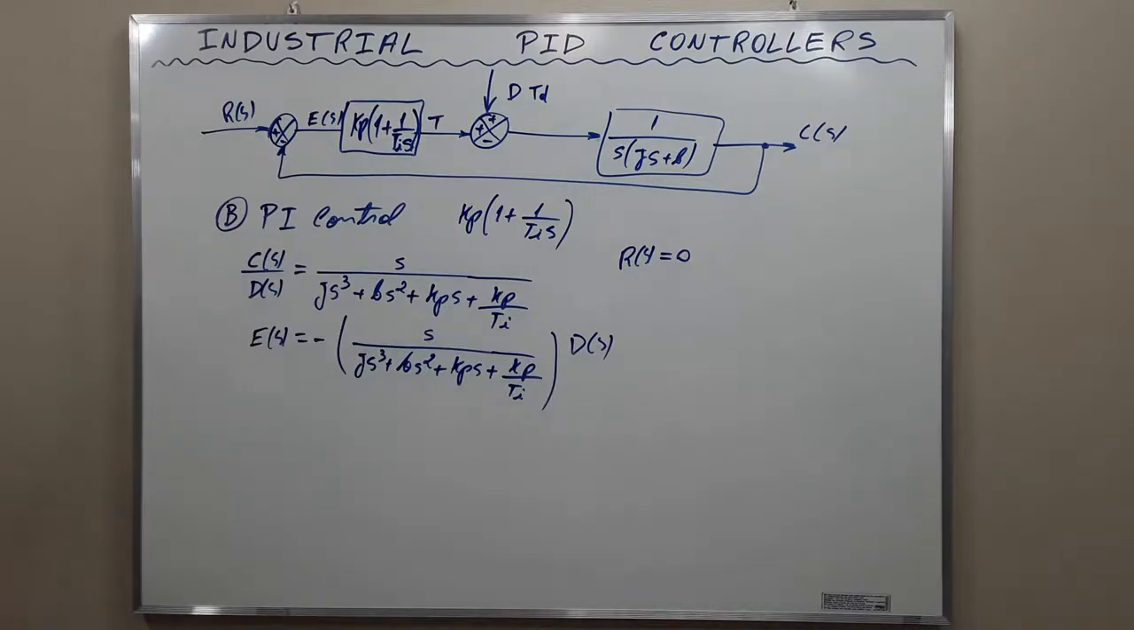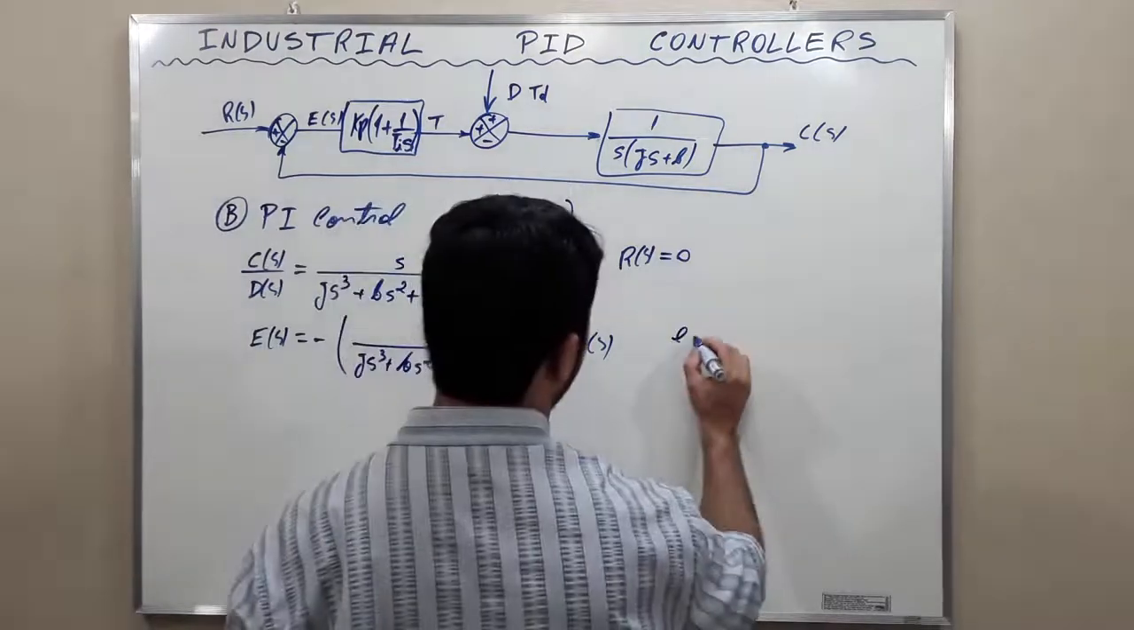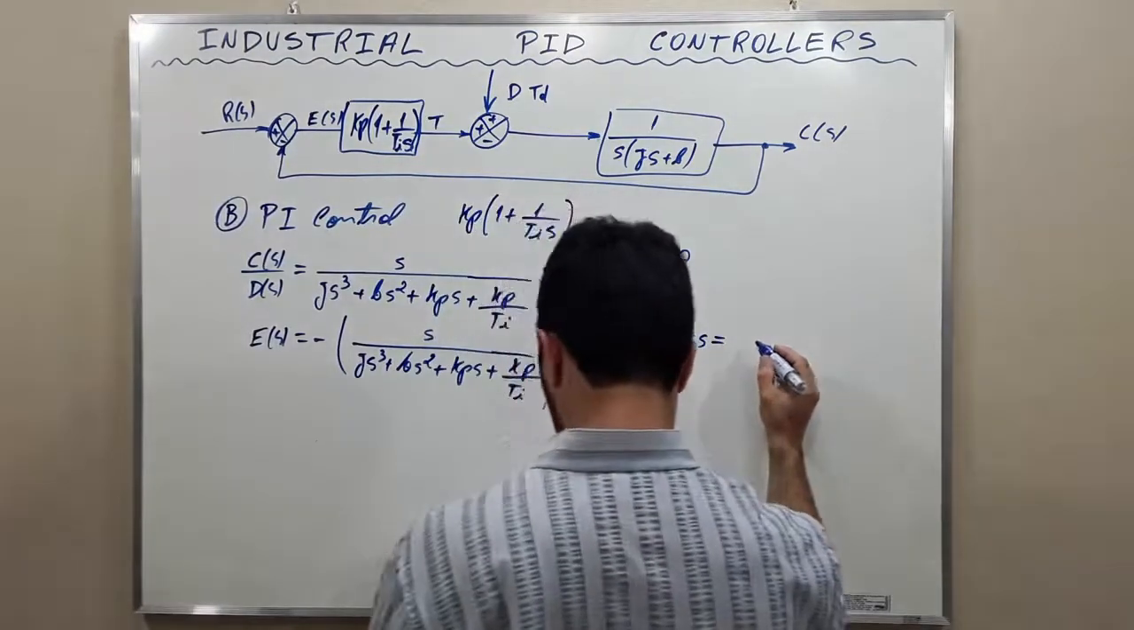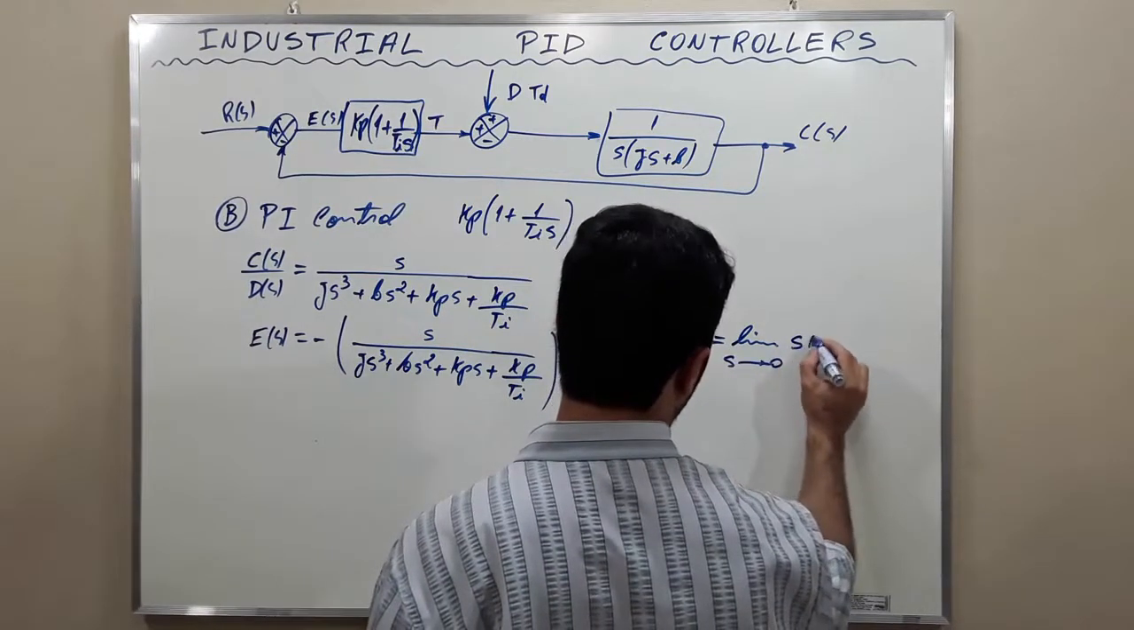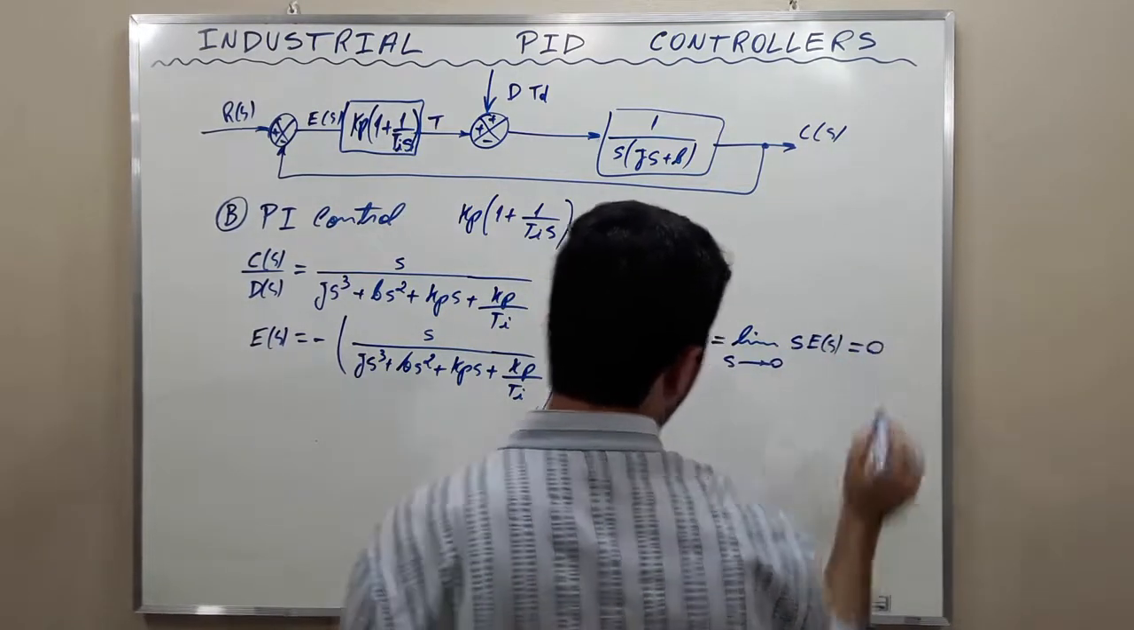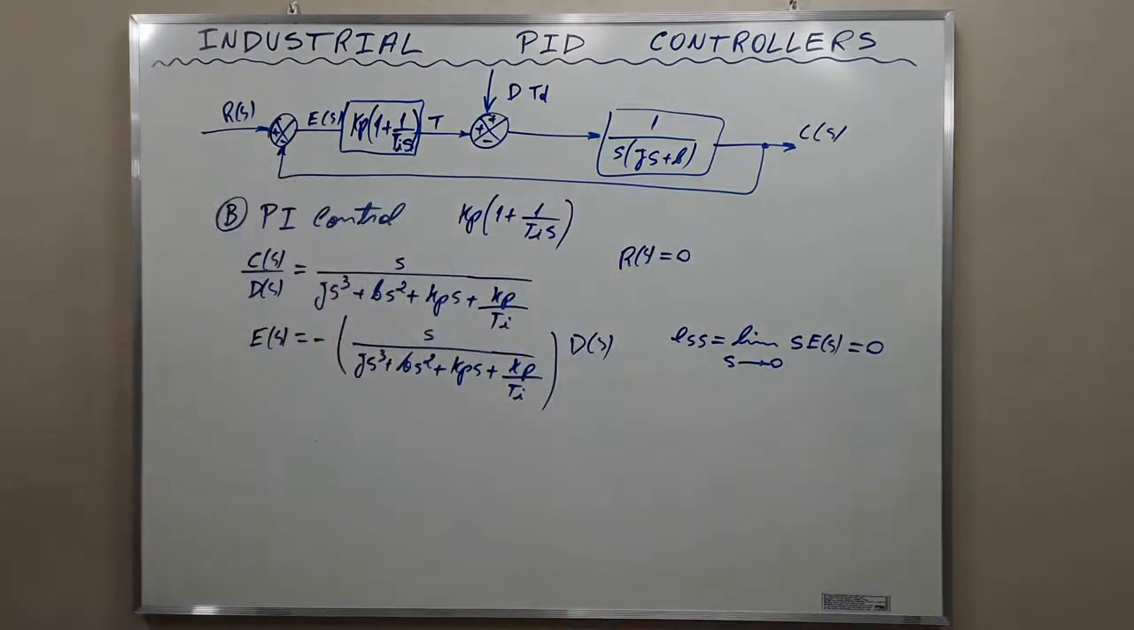The steady state error is going to then be reduced to 0. We're going to conclude that e_ss is equal to the limit of S going to 0 of S times E of S, equal to 0. Again, we are stressing that the addition of the integral control action causes the steady state error to be reduced to 0.